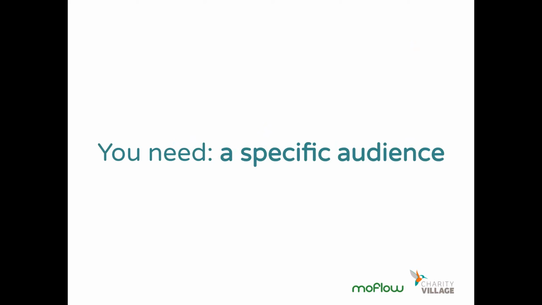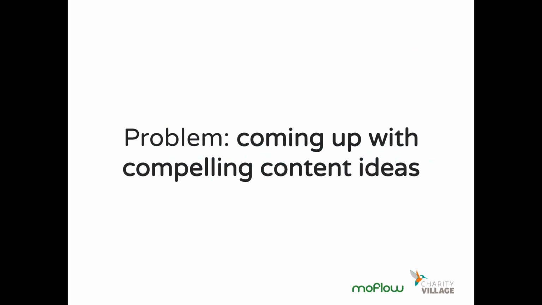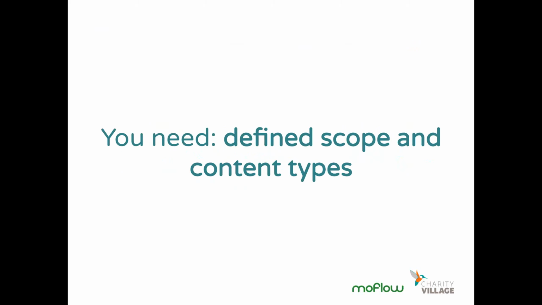All right, let's look at another problem, and that is a big one, and we saw that today, coming up with compelling content ideas. So what do you need if this is one of your challenges? You need to define your content scope and your content types. First of all, what I mean by scope is the categories of content you're going to feature on your blog. Think about a blog that you like and the main categories they feature.